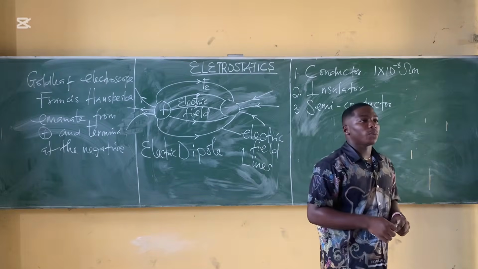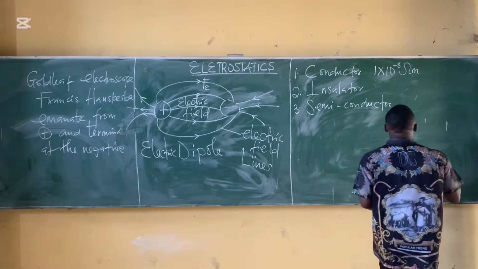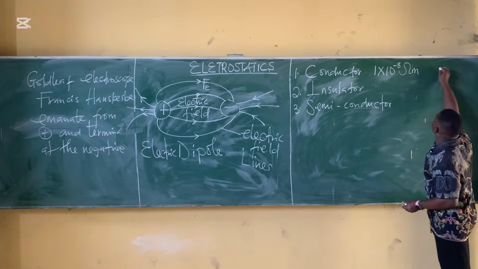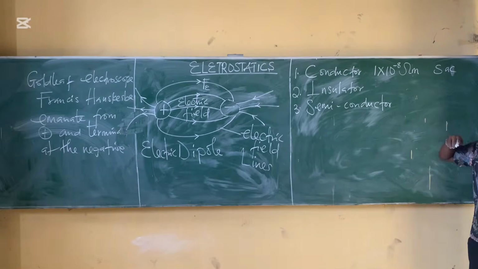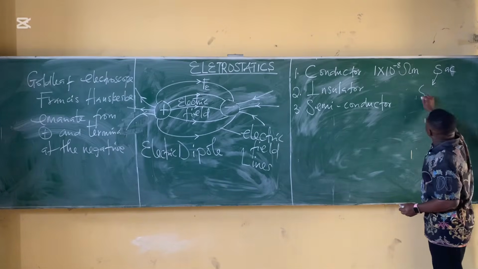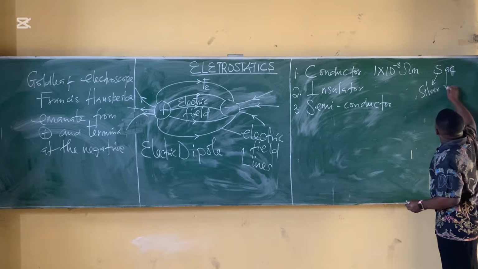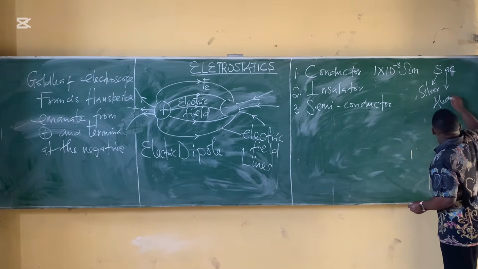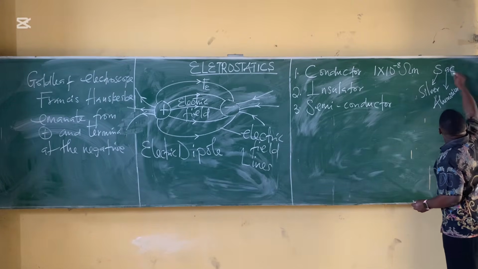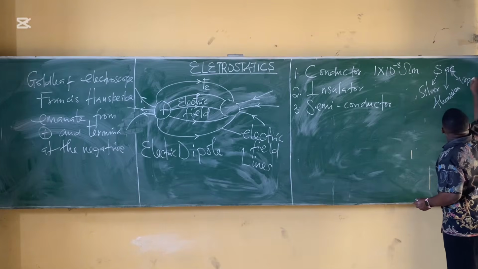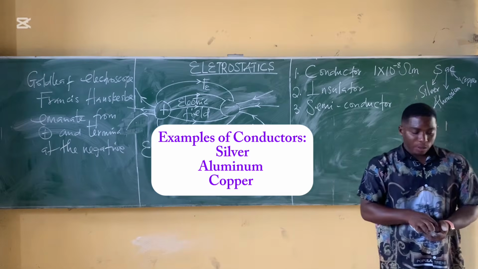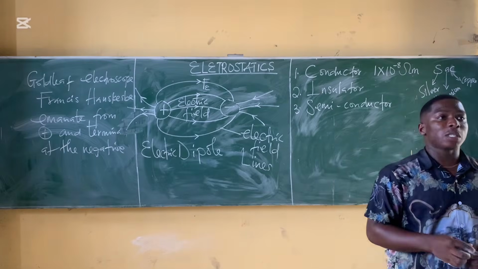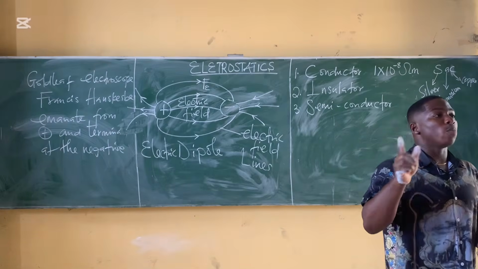Examples of conductors are SAC. What is S? Silver. What is A? Aluminium. What is C? Copper. These are three important examples of conductors. They are materials that have resistivity as 1 times 10 raised to power minus 8 ohm meter.